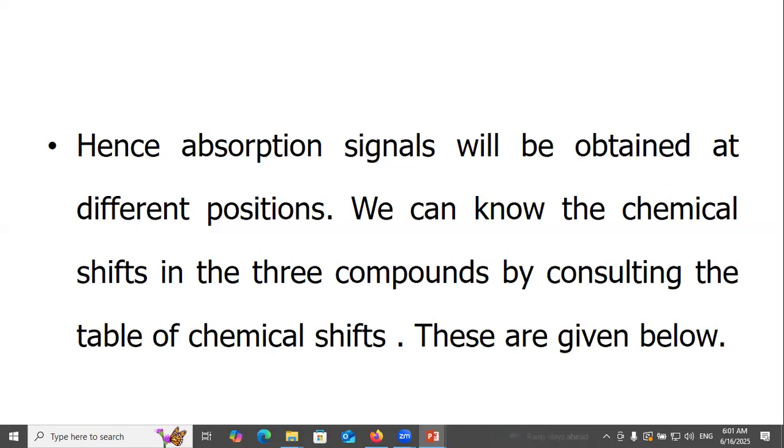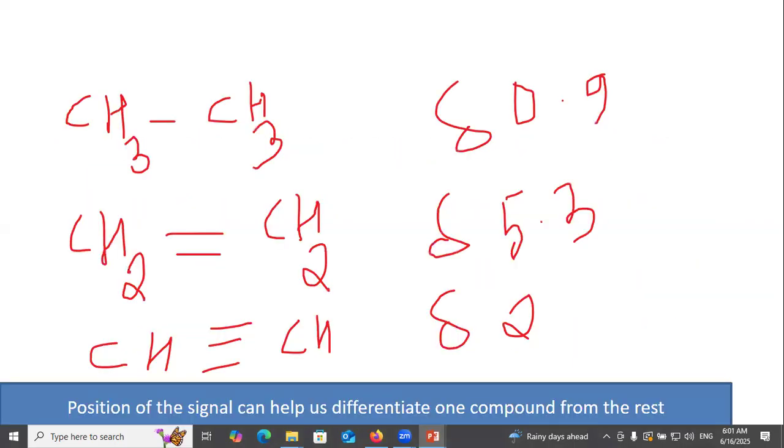We can know the chemical shift in the three compounds by consulting the table of chemical shifts. These are given below. Methane 0.9, ethane 0.9, ethene 5.3, ethyne 2.